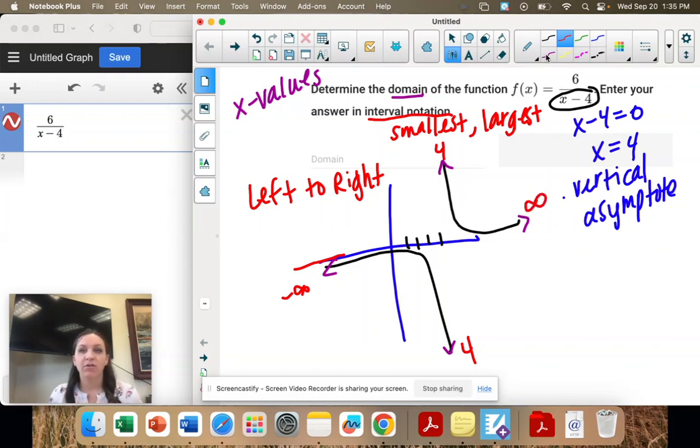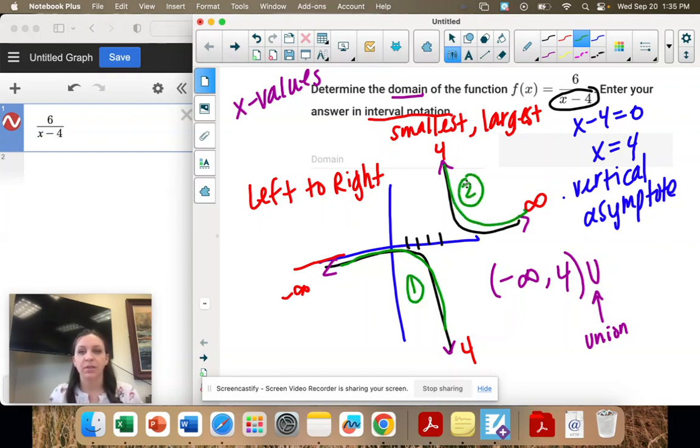So when we write interval notation, we write 4, but we just don't include it. We use a parenthesis. So that means that we're really, really close to 4, but not quite 4. And then we do a union. That's how we join two intervals. So we need two intervals because there's two lines, right? And then our next one is, again, 4, but it's not included. So we use a parenthesis, and we go all the way to infinity.